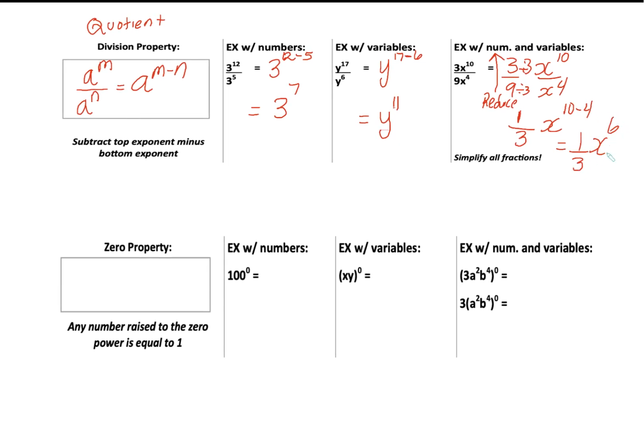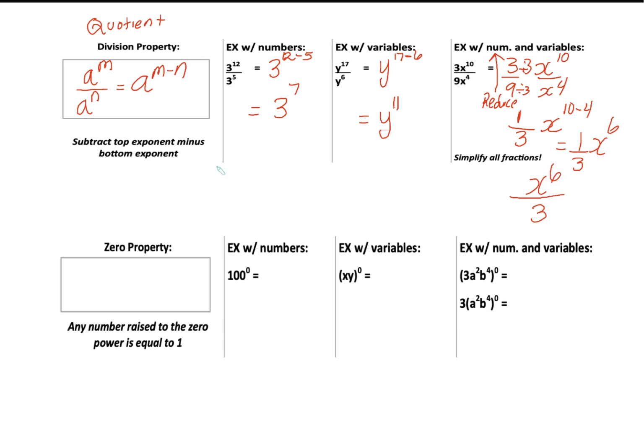10 minus 4, 6. And just remember, your test is multiple choice. So your answer might not look like this. And 1 times x to the 6 is just x to the 6. And in the denominator is 3. But I have a feeling when you look at your multiple choice, you will be able to choose the correct answer.